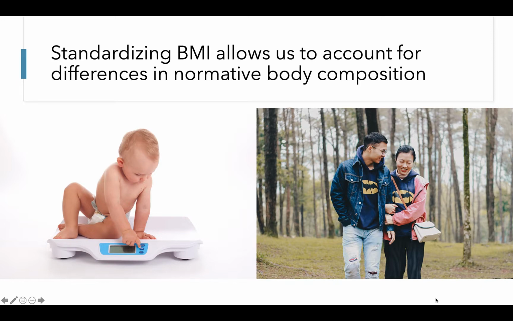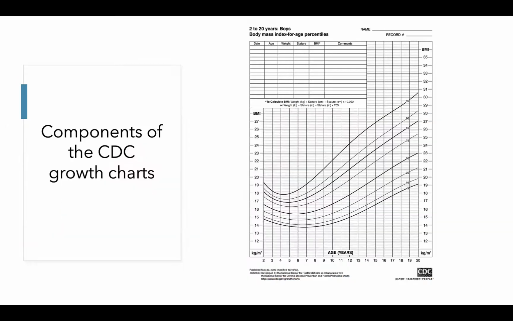that are developmentally appropriate. Let's look at a CDC growth chart together so you can understand how to use this tool. I'll first note that there are separate growth charts for boys and girls. This is indicated at the top of the chart. On the x-axis, we have age in years. The y-axis represents calculated BMI, which is calculated using the same formula we previously discussed, kilograms divided by meters squared.